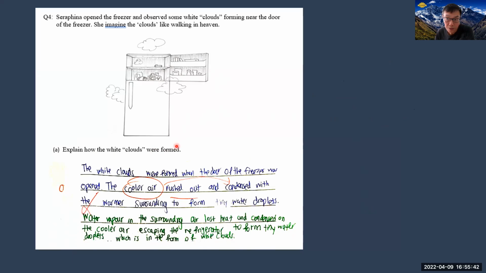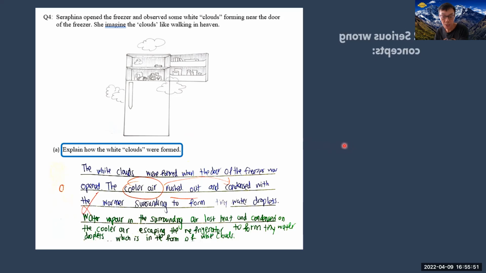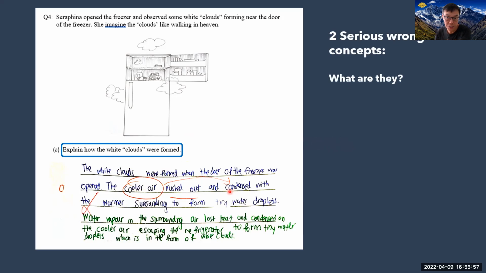This student actually made two serious conceptual mistakes, which I'd like to highlight to you. What are the two wrong concepts? Number one, he mentioned the cooler air condenses. It cannot be a cooler something that condenses. Secondly, it cannot be air, it should be warmer water vapor. Why can't it be cooler, and why can't it be air? Let me explain.